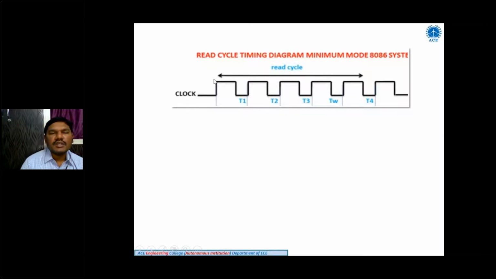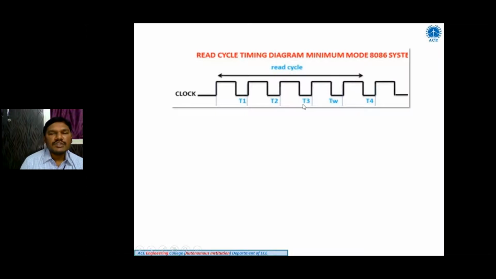So here, the clock signal: to perform one operation we need 4 clock cycles, and in between the T3 and T4 clock cycles we have TW. TW stands for wait state. Sometimes when the signal is being tested to continue the execution, then we need this wait state. That's what is called TW.